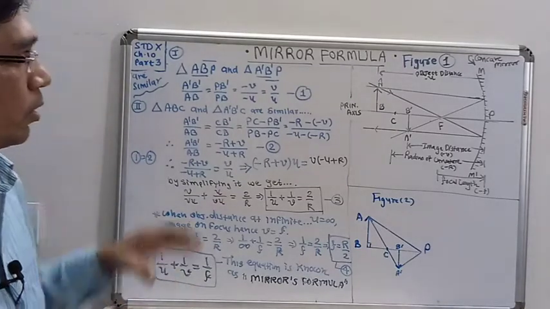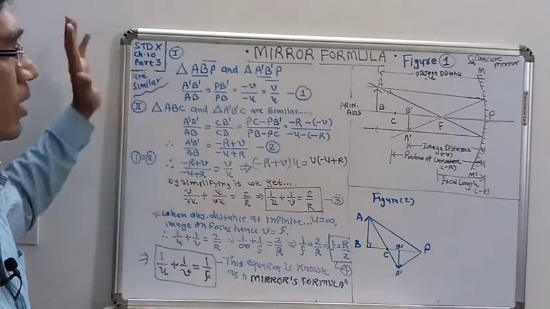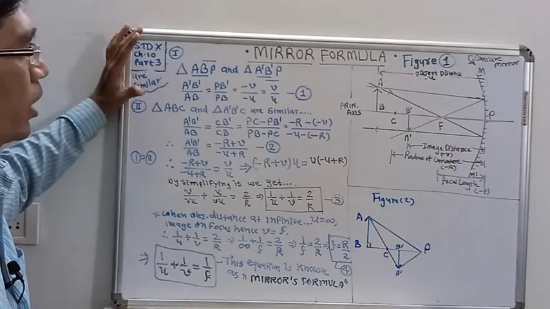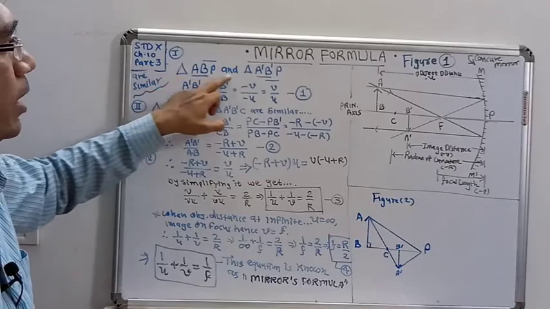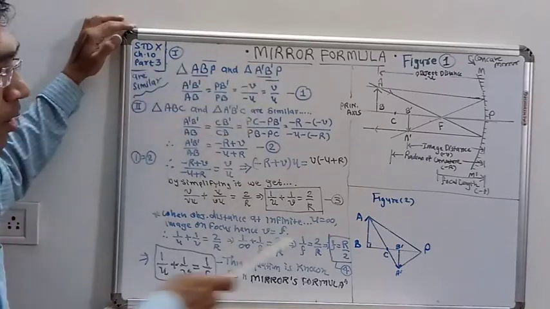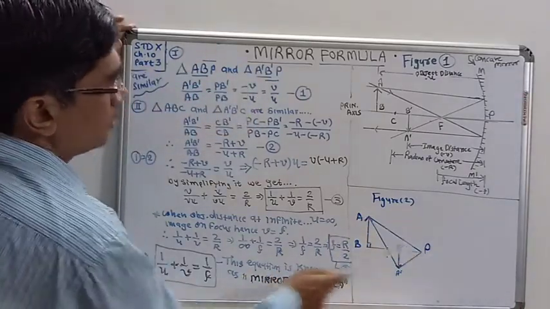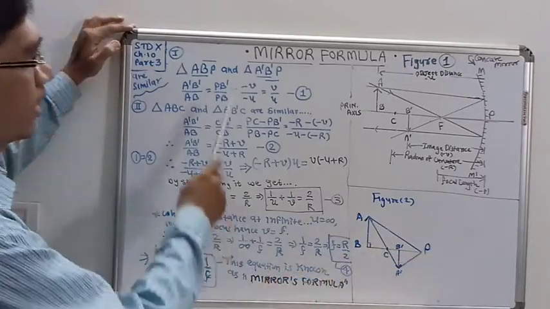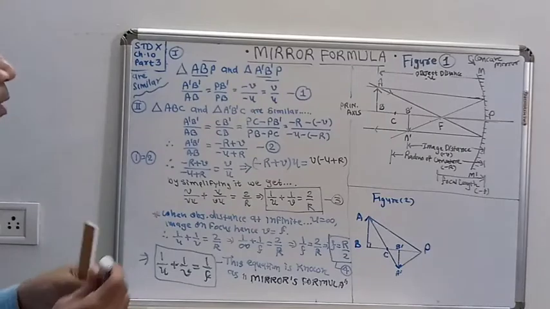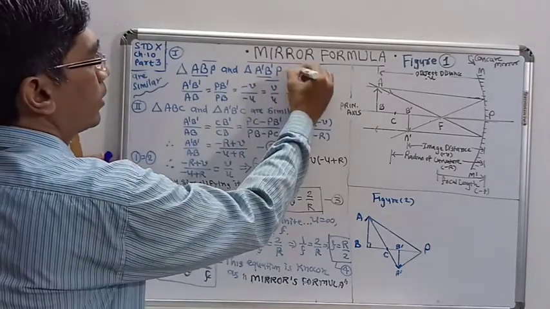We are taking the similarity of the two triangles: triangle ABP and triangle A dash B dash P. Both are right angle triangles.